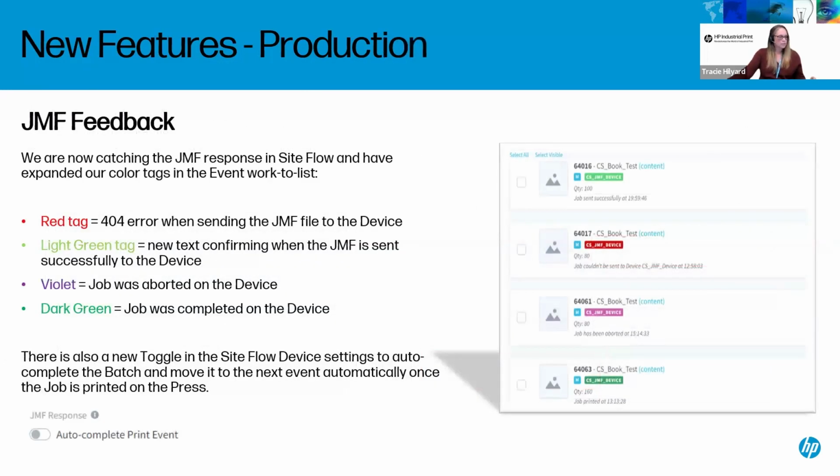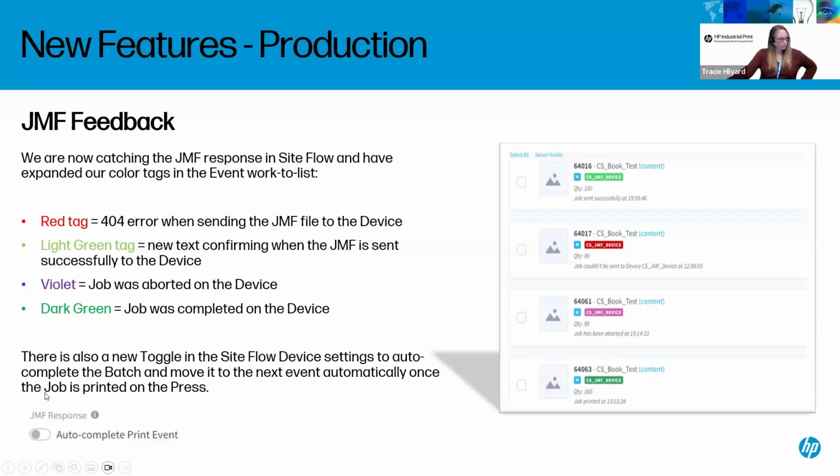All right, next one. We are now getting JMF feedback from the devices. This is in our work to list. These icons will tell you the status. The red tag is an error message. And notice that's only a 404 message. The light green tag is confirming that the JMF is sent. The violet means that it was aborted, and the dark green, the job was completed on the device.